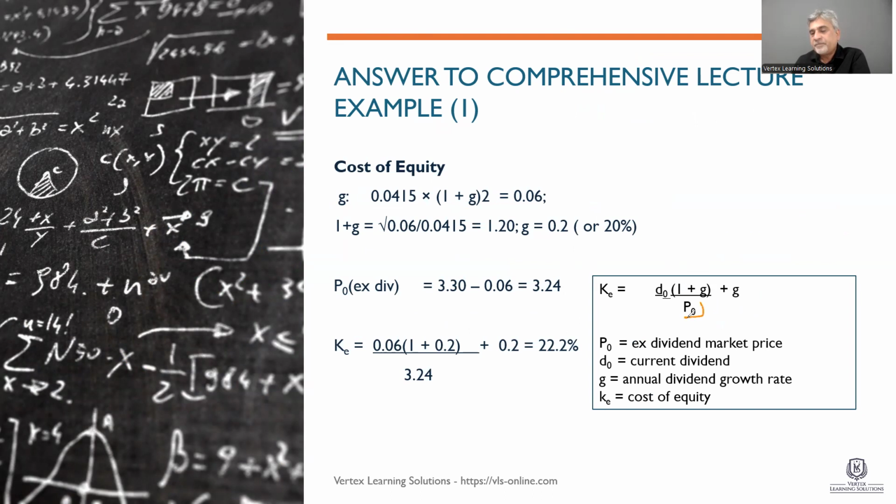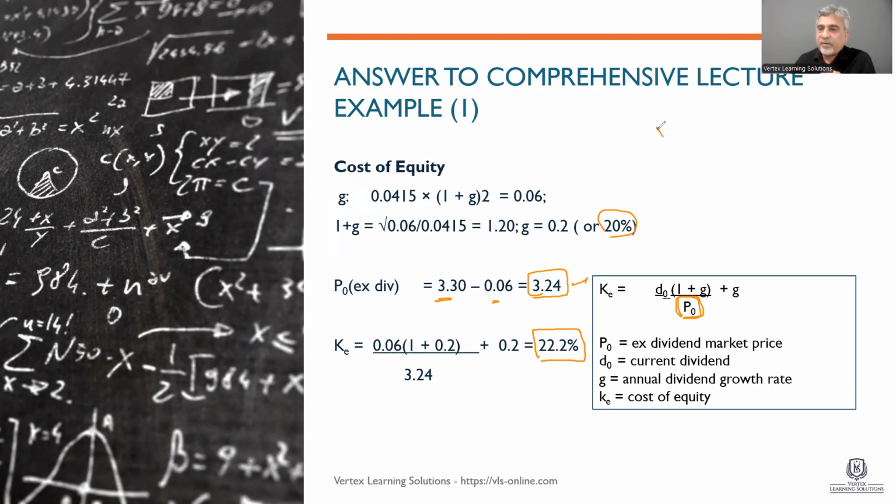If you remember, here P0 is always the ex-dividend market price of the share. So what is the current market price of the share? 3.3. And they said that the company has announced the dividend, so this is the current dividend. You subtract it, so the ex-dividend market price of the share is 3.24. With 20% growth, I put it into the same formula: k is equal to D0 (1 + g) divided by P0 plus g, where D0 is the last dividend, 0.06, and P0 is 3.24. You find your cost of equity as 22.2%.